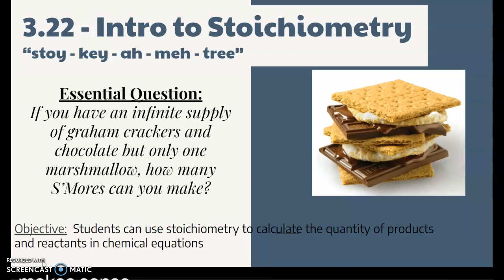It makes sense. So your essential question is, if we have an infinite supply of graham crackers and chocolate, but only one marshmallow, how many s'mores can you make? Yeah, you can only make one. That's kind of like the idea of stoichiometry, except it's not as delicious. It is like dealing with chemicals.